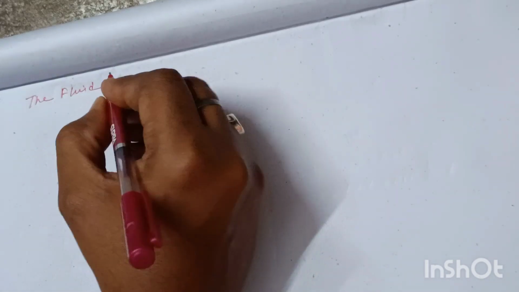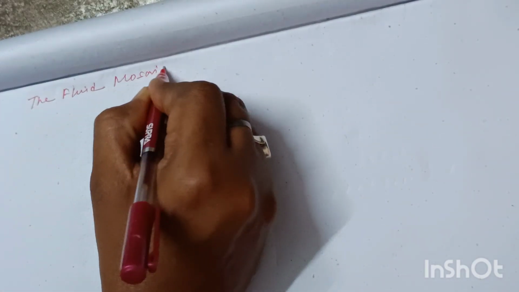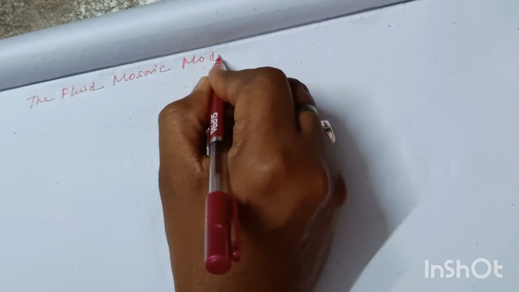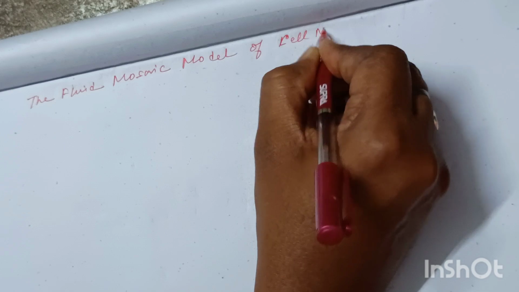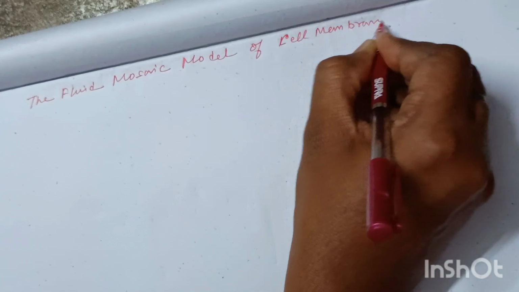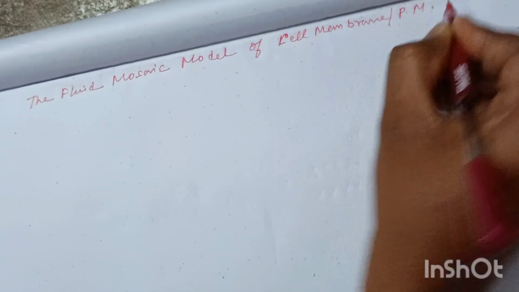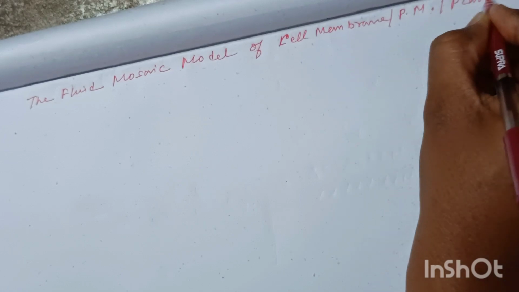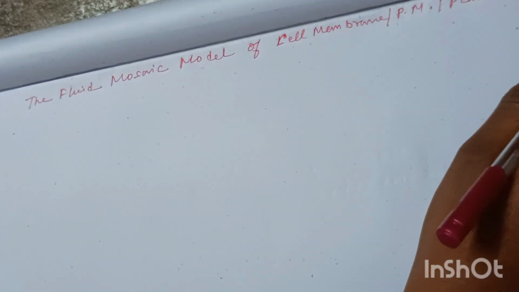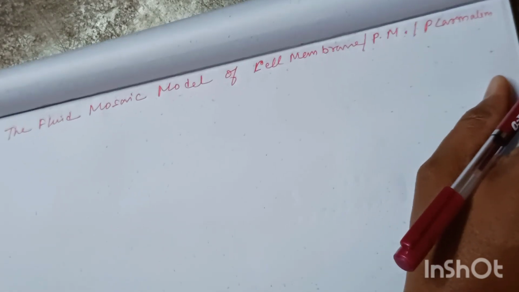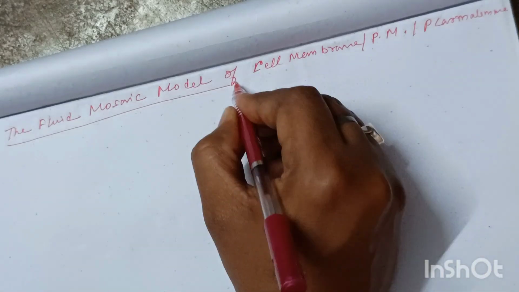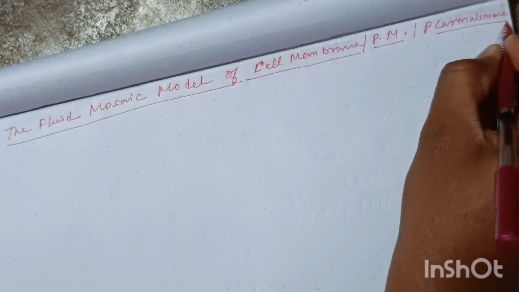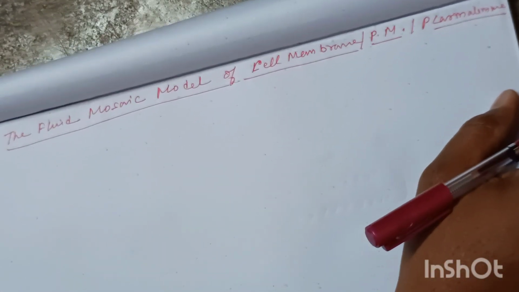Today our topic of study is the fluid mosaic model of cell membrane, which is also called plasma membrane or plasmalemma. The fluid mosaic model of cell membrane, plasma membrane or plasmalemma.